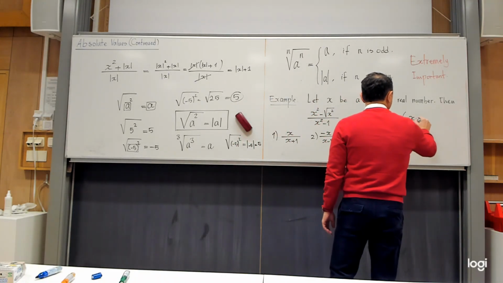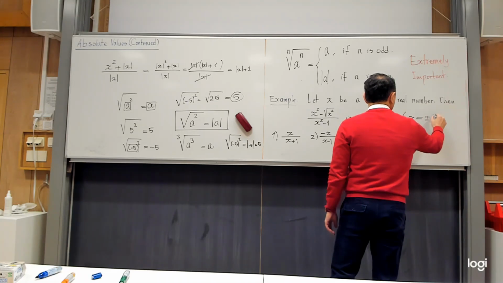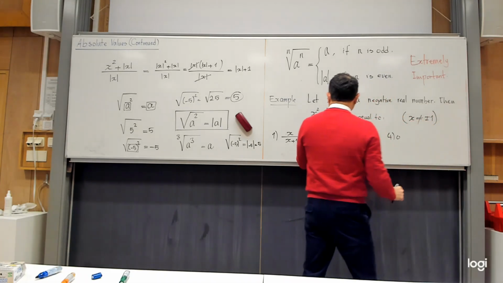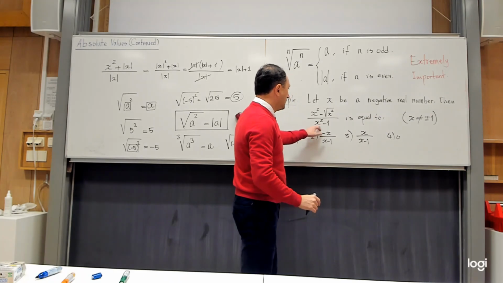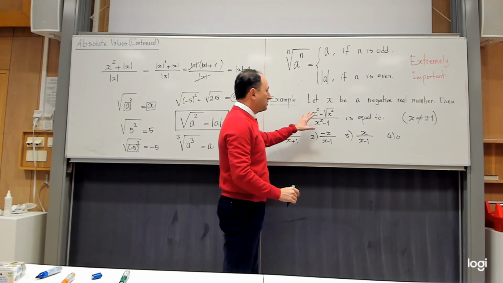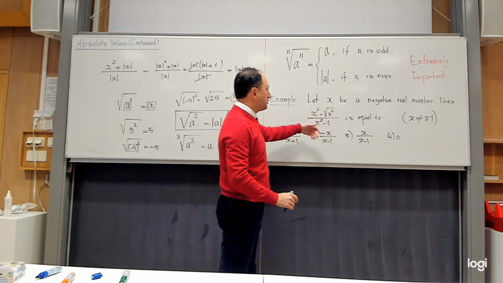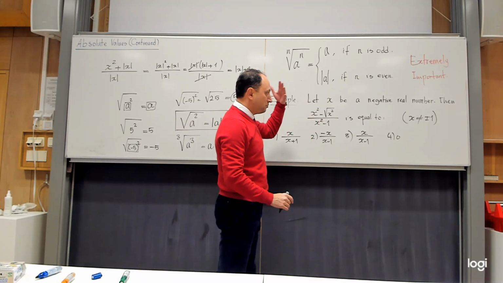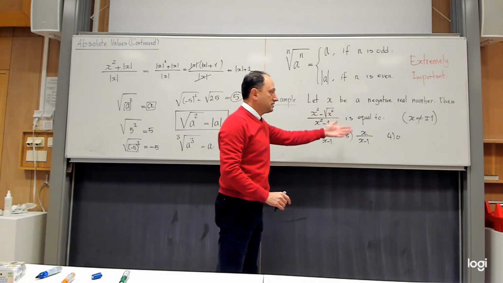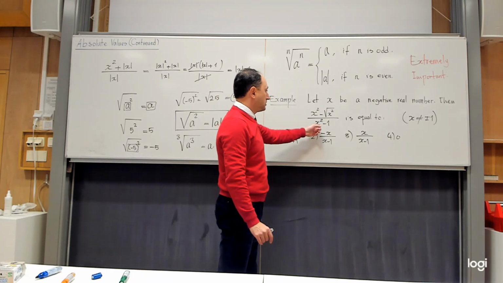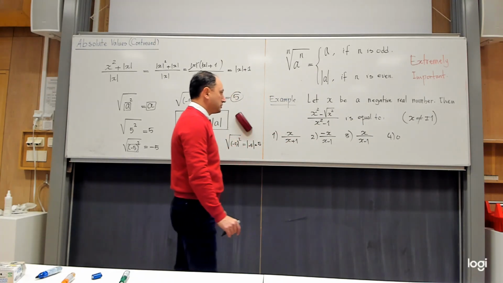I would emphasize here, x is not plus or minus 1, because in both cases I will have problems with the denominator. The denominator cannot be 0. By the way, in these kinds of questions, when they ask you this, it means that implicitly they are telling you that x is not plus or minus 1, because otherwise this doesn't make sense in the first place.